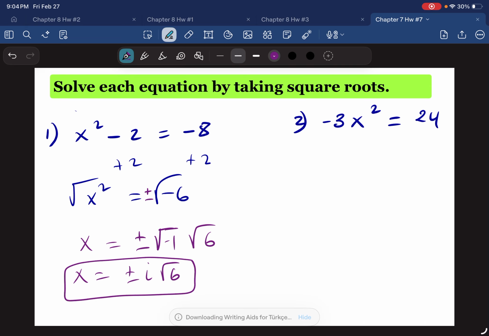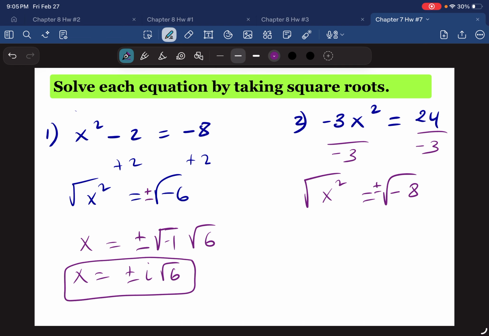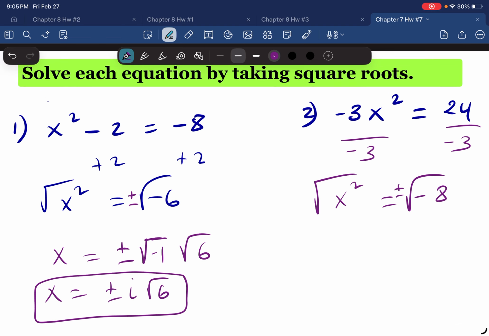Okay, let's move on to number 2. In number 2, you have to isolate the x squared. So the next step we're going to do is divide both sides by negative 3. And then we'll get x squared equal to negative 8. Just like the previous problem, once you have the x squared isolated, you're going to take the square root of both sides. So it becomes plus or minus here. And then the square root of x squared is x equal to plus or minus.